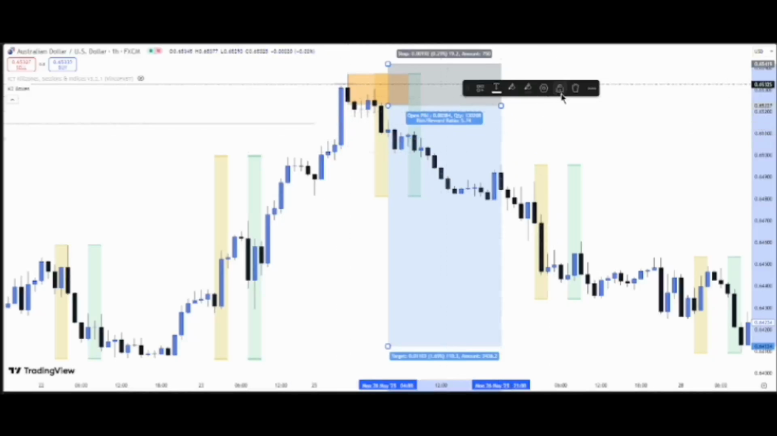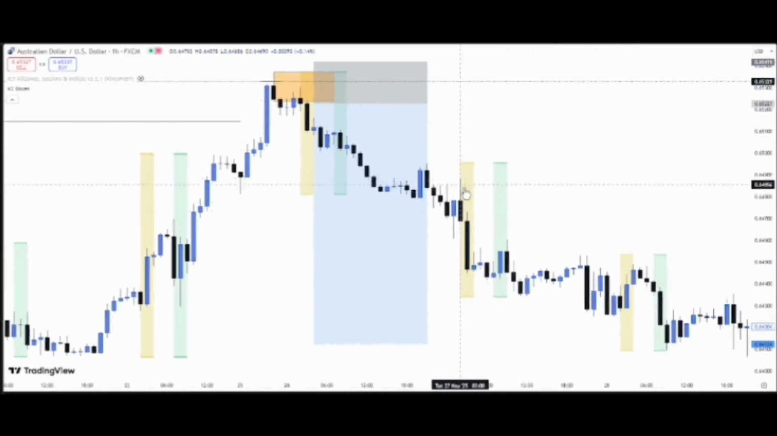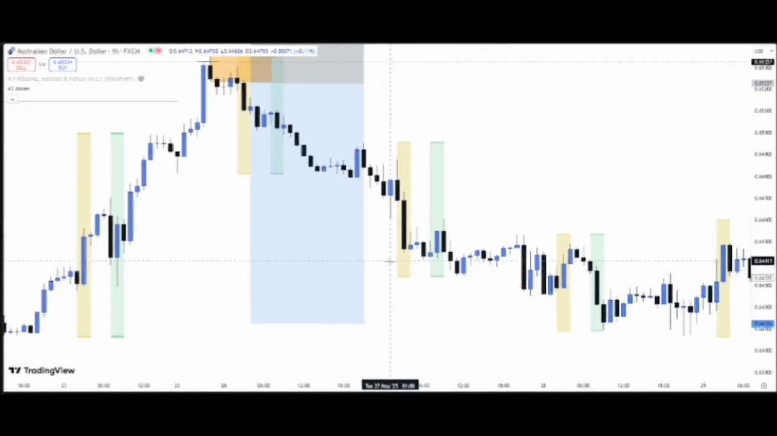Now, let's go to Tuesday. Do we have any opportunity on Tuesday to enter the market? Now, remember, this is Tuesday, London kill zone and New York kill zone. And let's see whether we have any opportunity here.